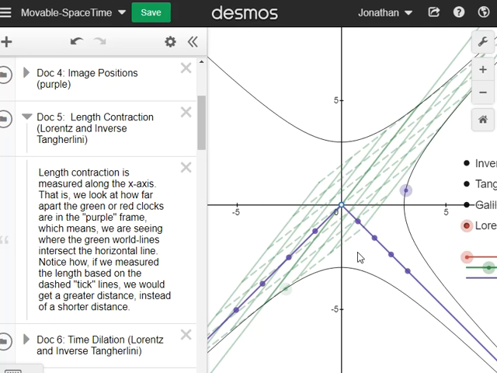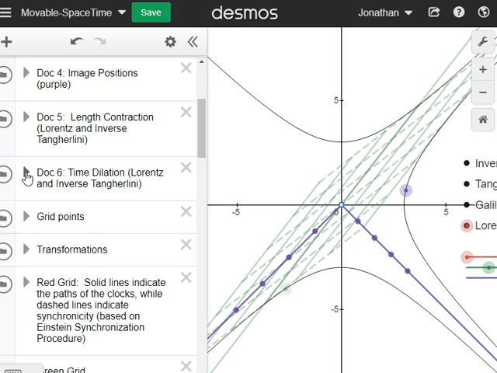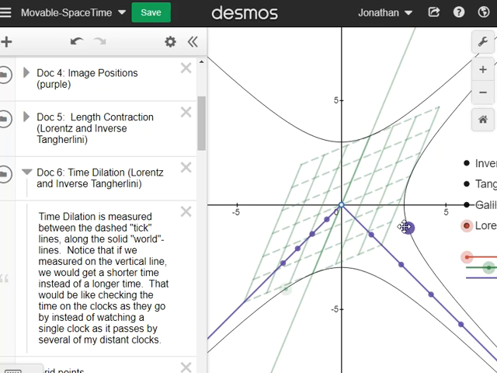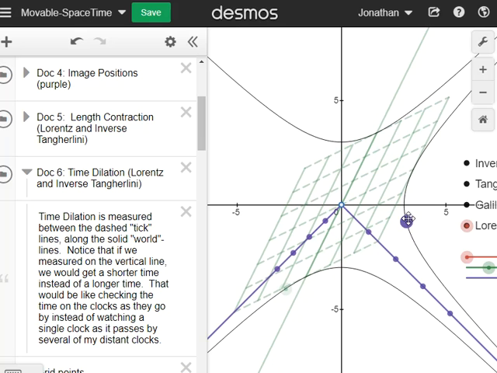We would get a greater distance instead of a shorter distance. All right, now let's look at Doc 6, which is time dilation. And I'll slow that down a little bit, but time dilation is measured between the dashed tick lines along the solid world lines. So look here, here's a tick, tick, tick, tick, tick, tick, tick. So we can see that those ticks kind of stretch out as we move this down.